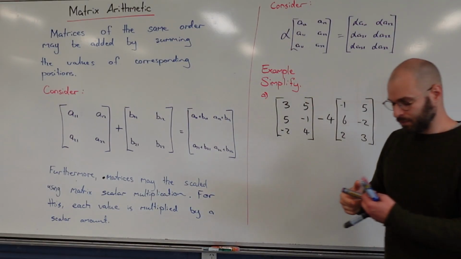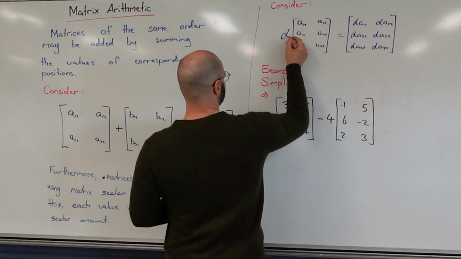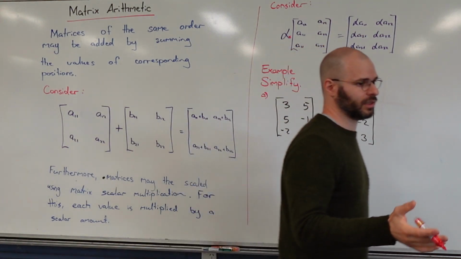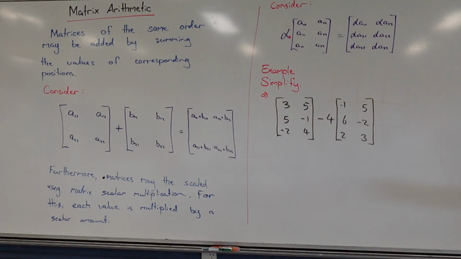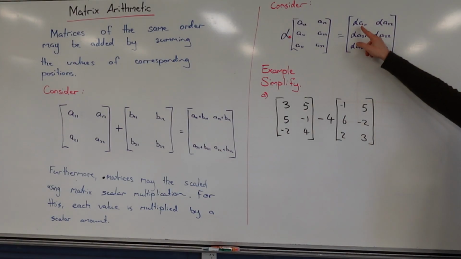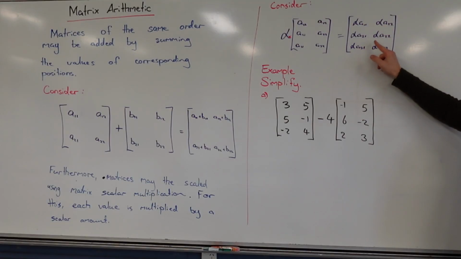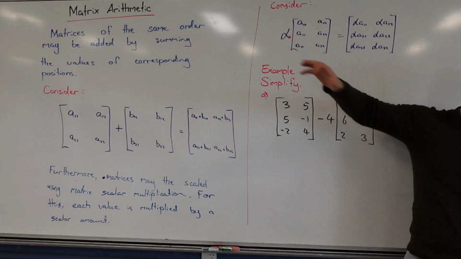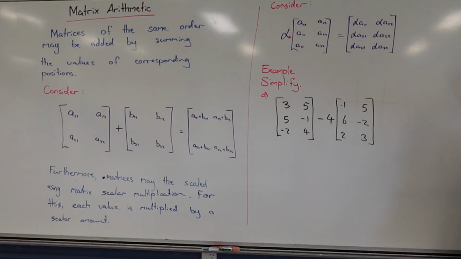You can have a times symbol in there if you want. You don't need it, you can just have it out the front. And that's simply saying we're going to do scalar multiplication. The way it's done is just as you can see here. You multiply every member inside the matrix by this scalar value here. So you're just either enlarging or you're reducing. So it's a dilation.